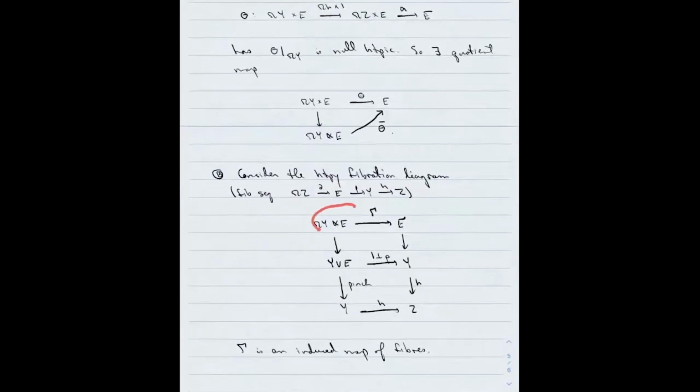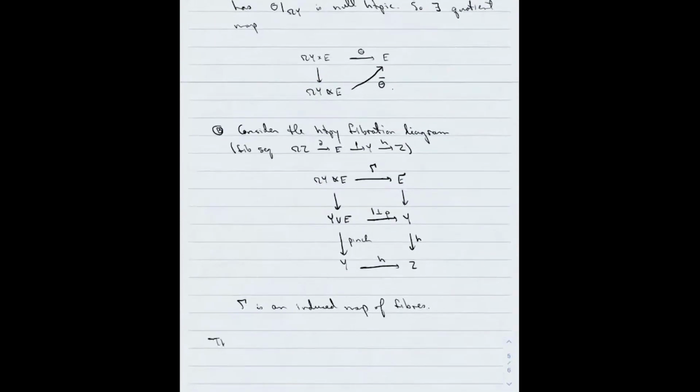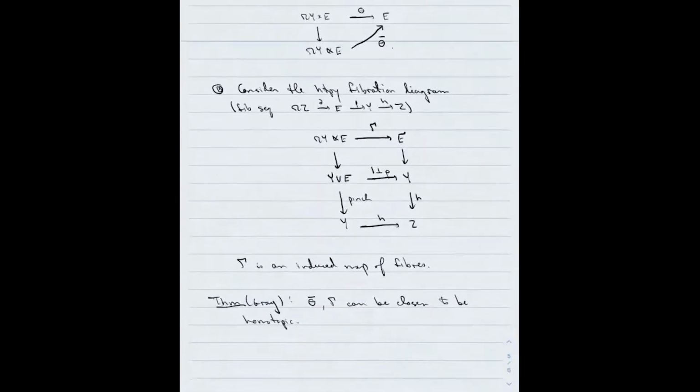Now you've got this map gamma from the half smash into E, and this other map theta bar from the half smash into E. So the same domain, same range, and Gray showed that these two maps can be chosen to be homotopic. And the proof involves turning various homotopy fibrations into actual fibrations and such, and writing down an explicit homotopy.